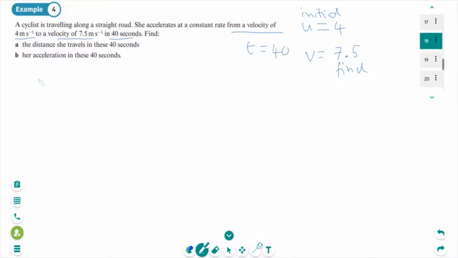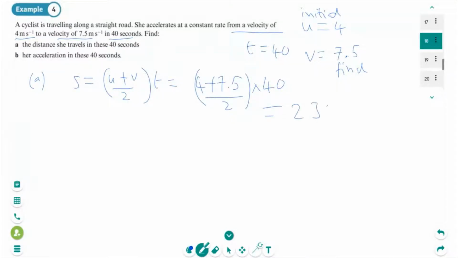So for part A, you want to find the distance traveled. You just use the formula u plus v over 2 times t. So you would do 4 plus 7.5 divided by 2 multiplied by 40. That will give you the distance traveled. The units in this question would be meters.